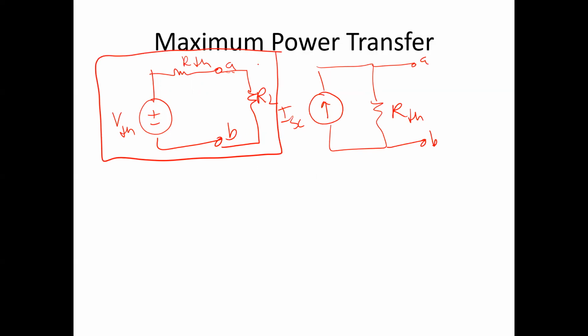Note that RL is not part of the Thevenin. So in your answer to the Thevenin circuit, you should not have drawn RL in there, and you probably ended up losing points if you did so. But for maximum power transfer, we do need to add the load back in.